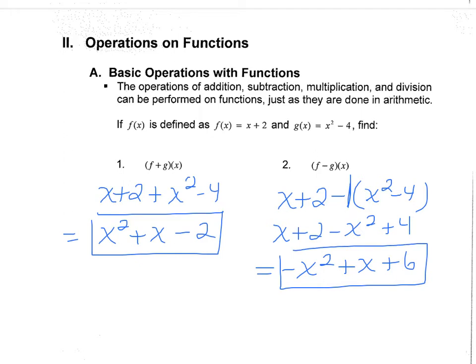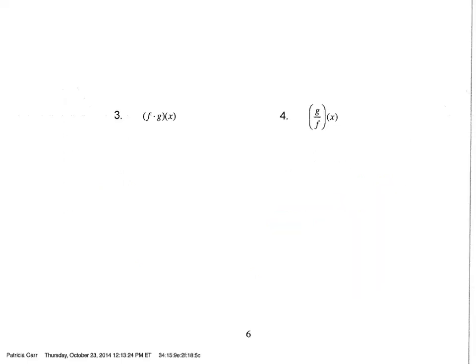All right, let's go on and see what else we have to do. For number 3, they want us to multiply those functions. Okay, please remember f of x is x plus 2 and g of x is x squared minus 4. So they want us to multiply them together. So f of x again is x plus 2 times g of x, which is x squared minus 4.